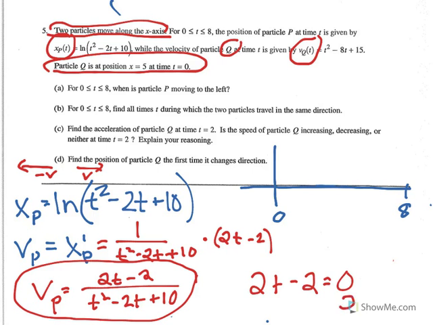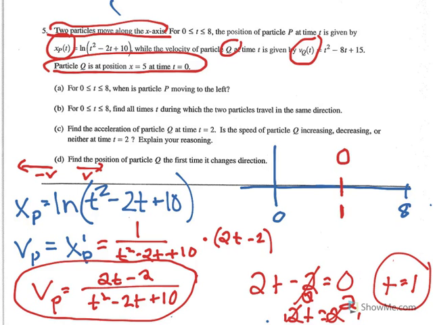So I can add 2 to both sides. I got 2t equals 2. Divide both sides by 2. And I've got t equals 1. So that means when t is 1, I know that the slope, the velocity, is 0. And at no other times is that going to happen.